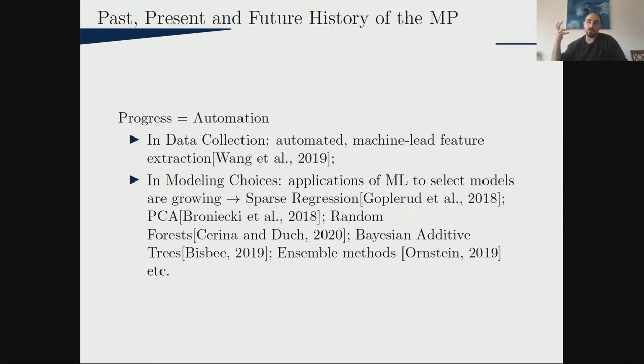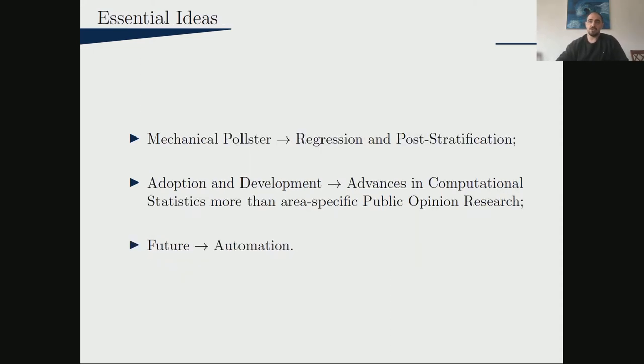And also you want to automate modeling choices. So you don't want to feed a specific functional form to your machine because that limits your applications. It limits you to vote choice, for example. And then if something new comes up that you want to apply this technology to, say COVID infection rates, for example, or the spread of fake news and anything of that sort, you're stuck and you need to find new functional forms, and you want this to be automated, essentially. And there have been some examples in the literature of the use of machine learning to automate model selection in MRP. So just a quick recap of the three essential ideas. Idea one is that the mechanical pollster builds on regression and post-stratification.